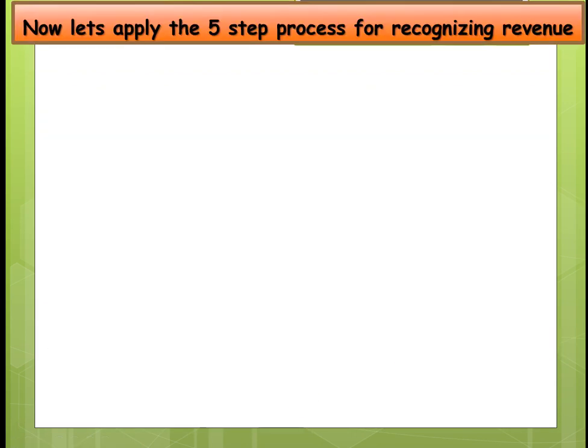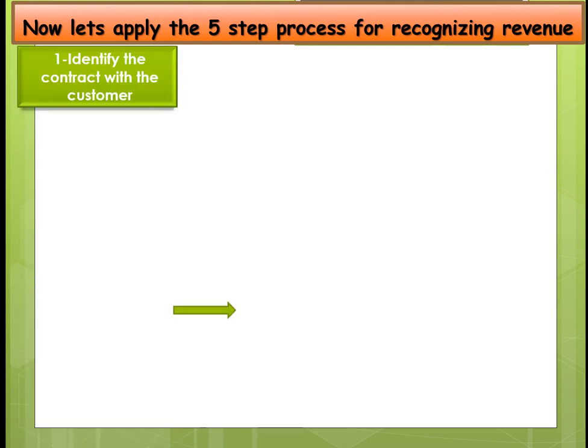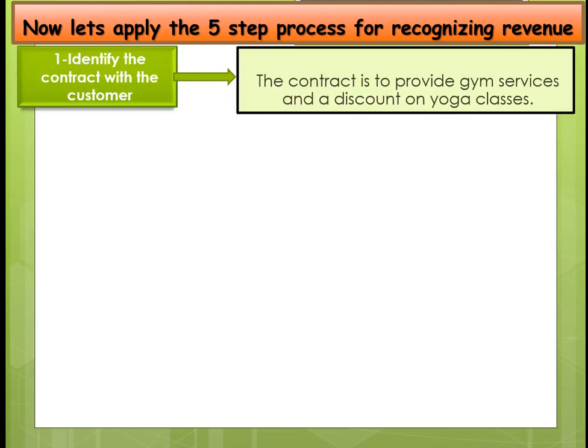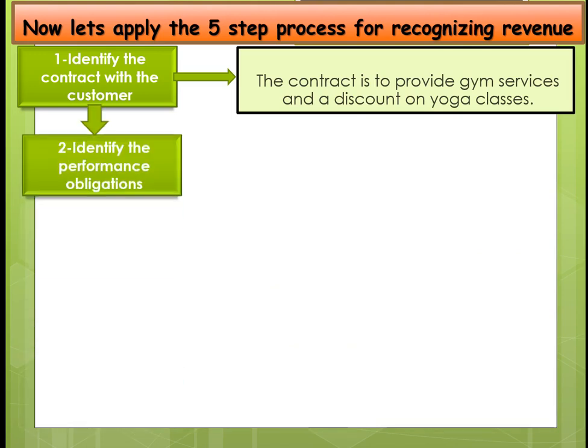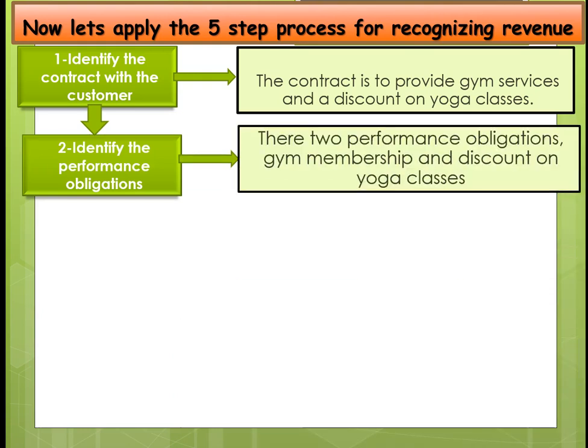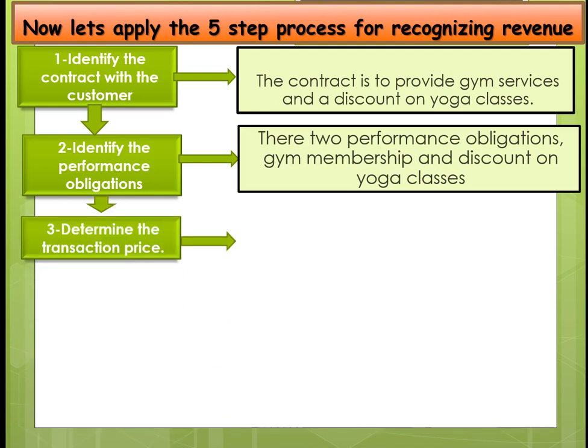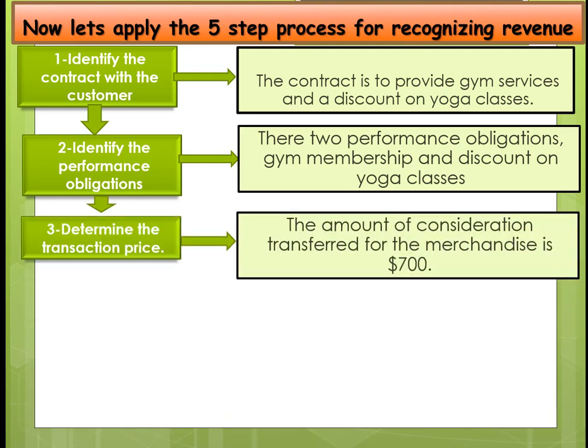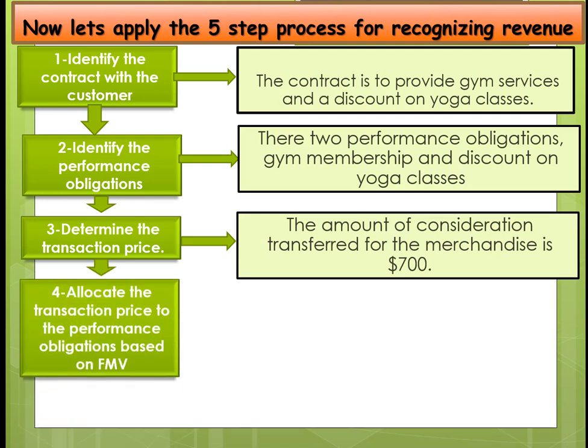Now let's apply the 5-step process. What's the contract? Well, what we're going to do is provide gym services and a discount on yoga classes. Performance obligations, there's 2, gym membership and a discount on classes. Transaction price, the amount of the consideration is $700. Allocate the transaction price to the performance obligations based on fair market value.